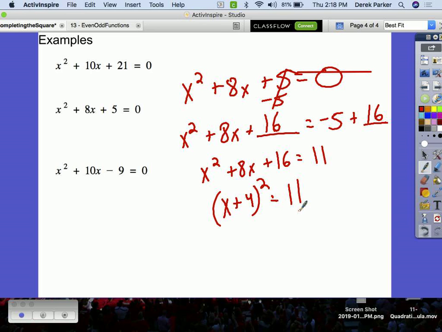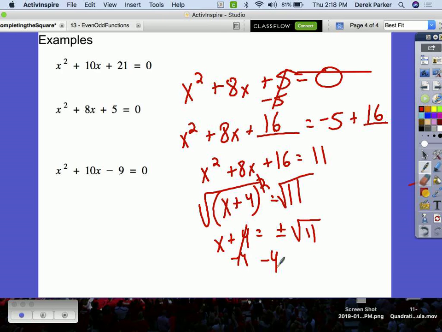Now, I could solve it, and I'm going to get an irrational number, but I just want to show you how to write it in completing the square form. Subtract 11 from both sides, and I get (x + 4)² - 11 = 0. But if I actually want to solve it, I take the square root of both sides. And I get x + 4 = ±√11. Subtract 4 from both sides, and I get -4 ± √11.